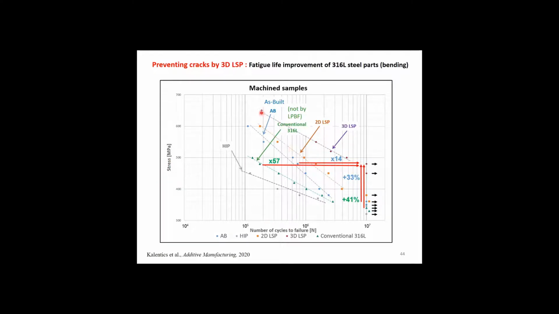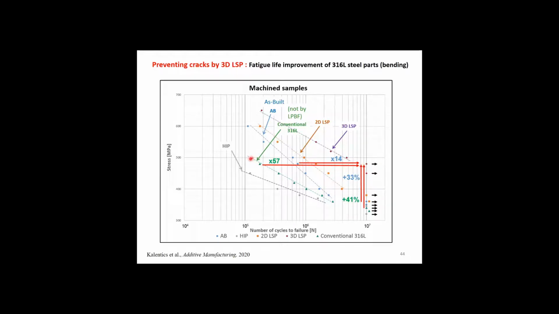So this is just one illustration on stainless steel, where you see the S-N curve. You see that the 3D LSP material in fatigue under bending is way better compared to the surface treatment by 2D LSP and the as-milled material in blue. In that case, you have a fatigue life which is increased by almost 15 times, and the fatigue limit which is increased by 1/3.